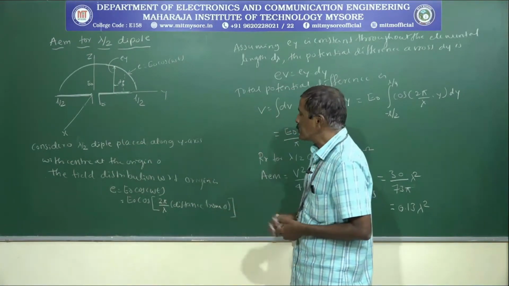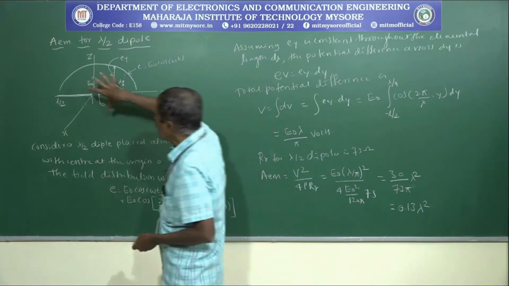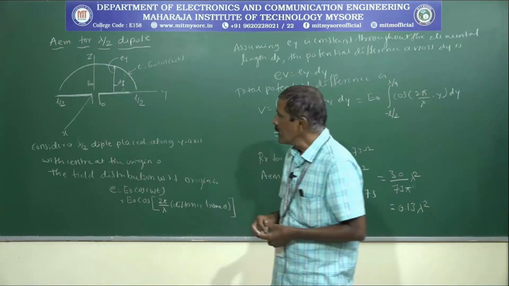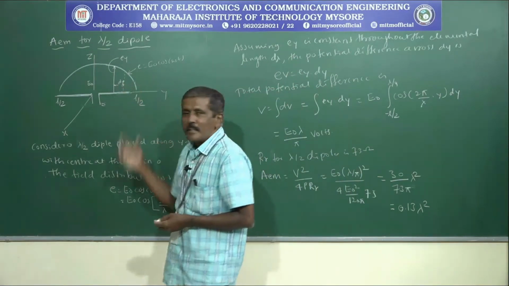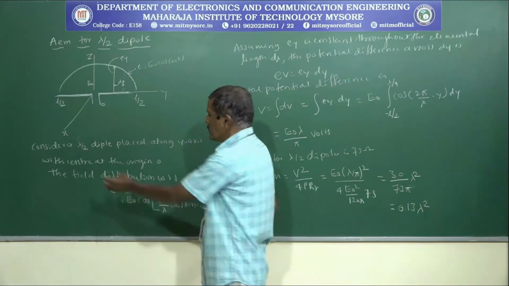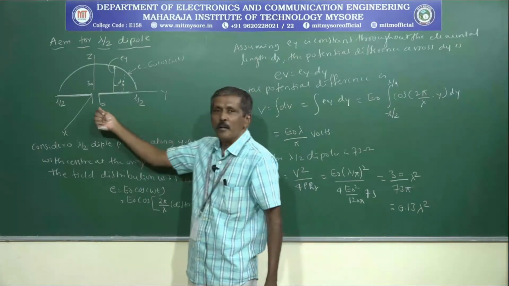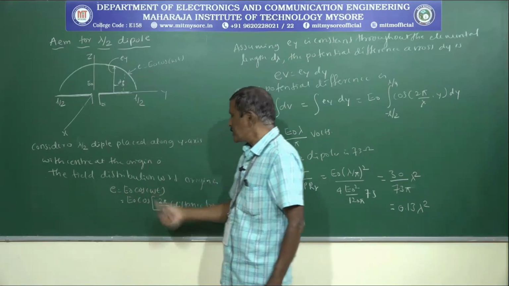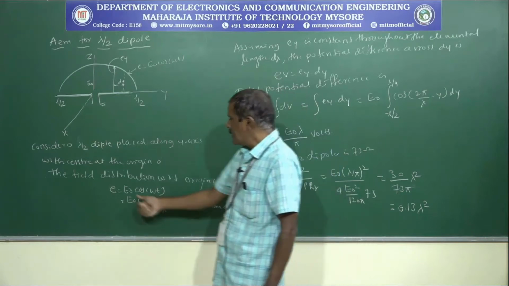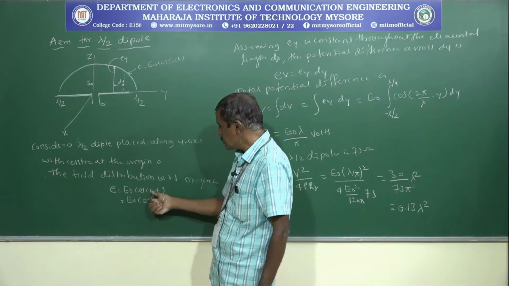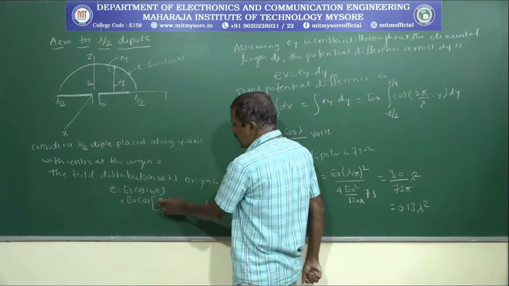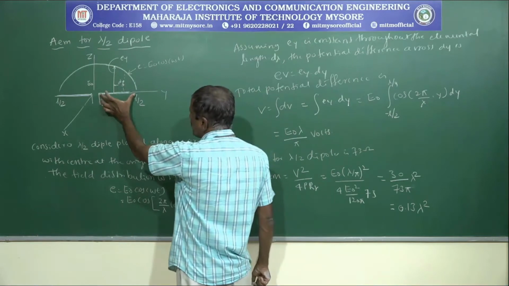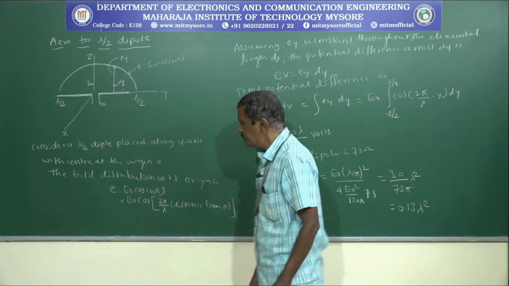Now, the field distribution with respect to the origin: whenever this antenna is there, we have an electrical field and a magnetic field, and we need to consider these fields. The field distribution with respect to the origin O is small e equal to E0 cos of omega t, where omega t is replaced by 2 pi by lambda times the distance from the origin. That is, we have to measure a distance from the origin.